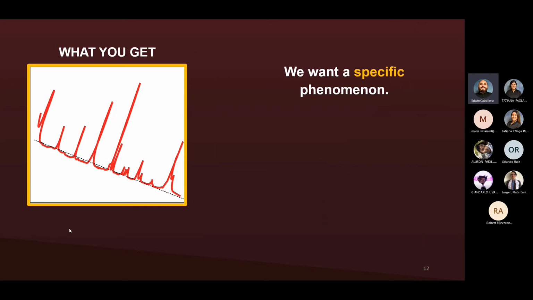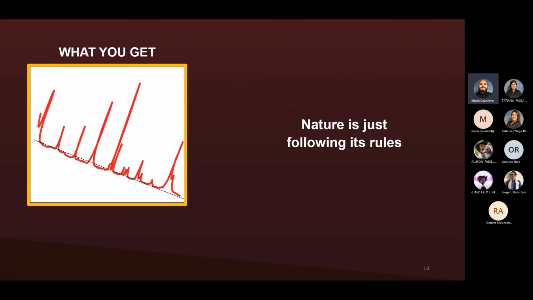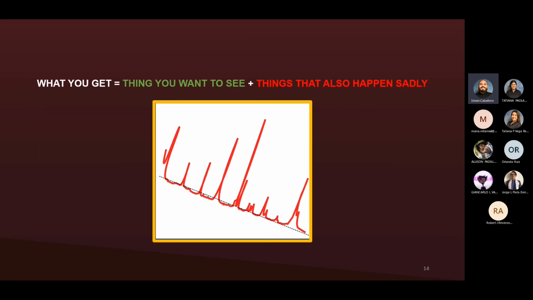When we do an analysis, we want a specific phenomenon to be seen in our results. However, nature is just going to be nature. A lot of phenomena will start to collide with the ones that we want to see. And due to that, the data that you want to get is going to be the sum of two different things: what you want to see and what also happens.